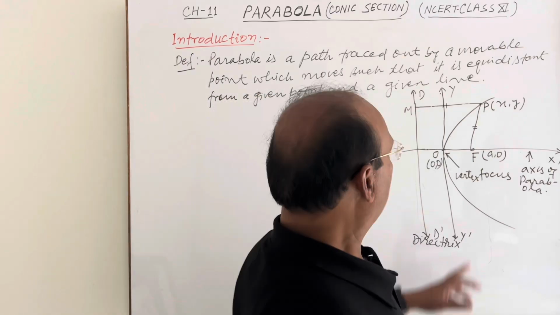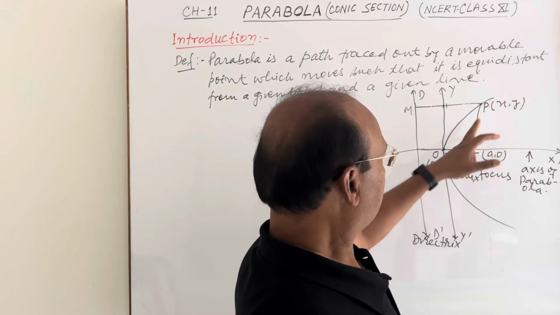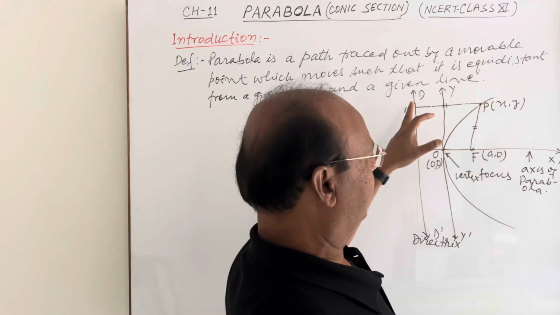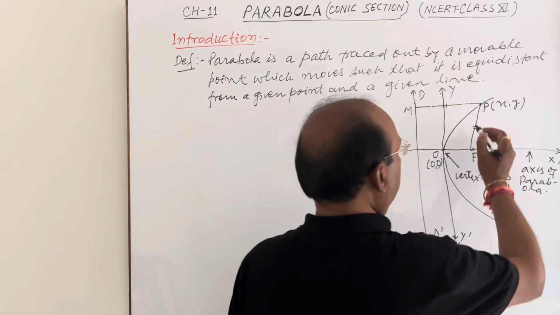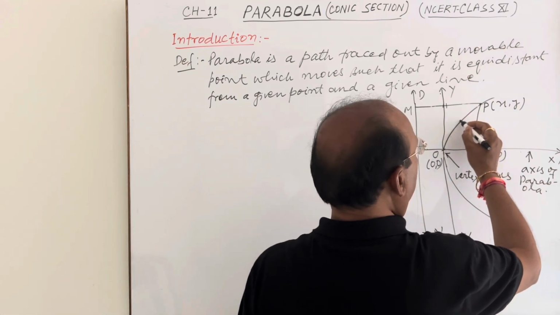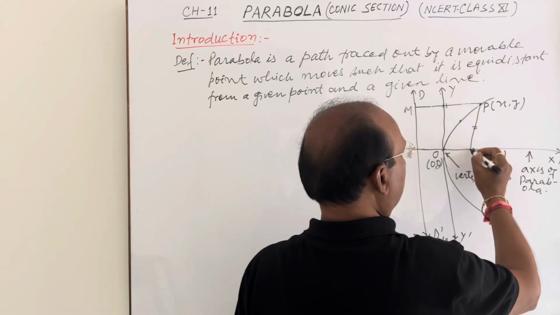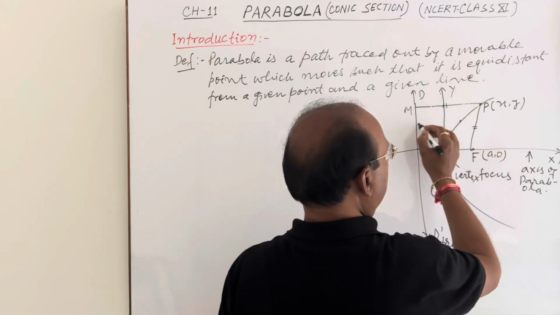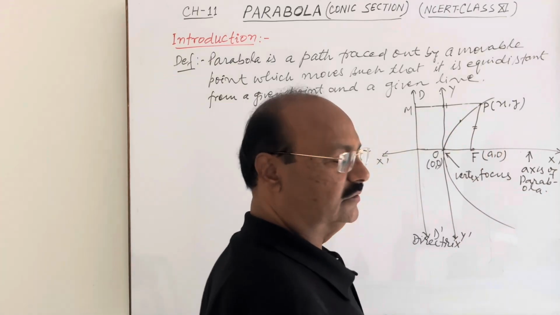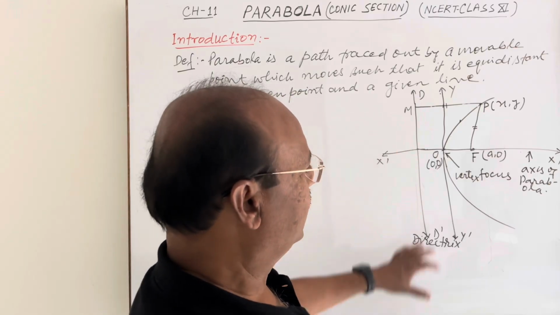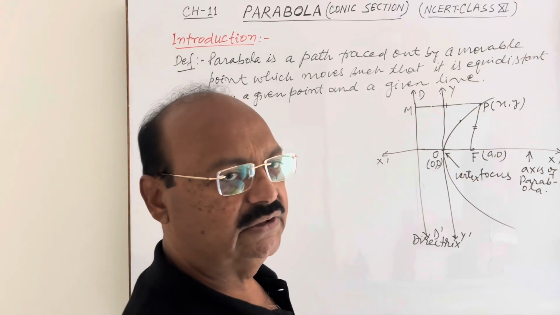Correct? In this case, as we discussed, PF will be equal to PM. Or you take any point. Suppose you take another point on the parabola, then its distance from the focus will be equal to its distance from the directrix. Okay. Now we'll derive how to get the equation of the parabola.